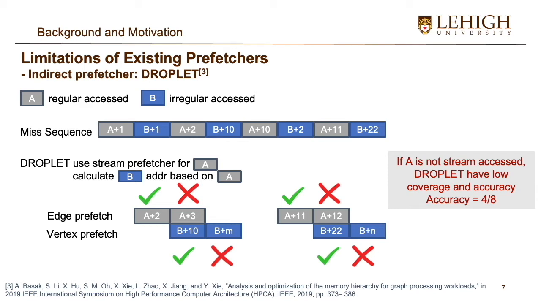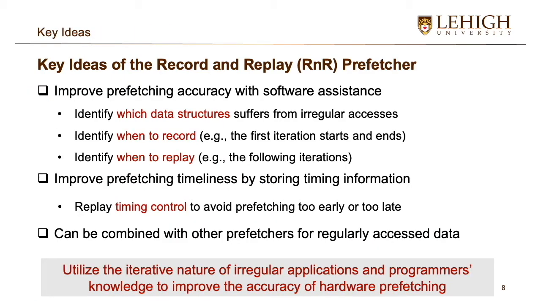However, if the edge array is not accessed sequentially, an inaccurate edge prefetching will lead to an inaccurate vertex prefetching. In this example shown here, when edge array access a plus 3 is mispredicted, the following prefetching to the vertex array will be incorrect.